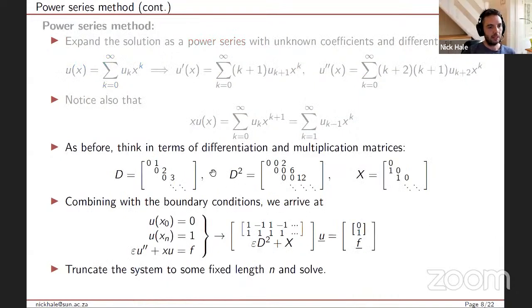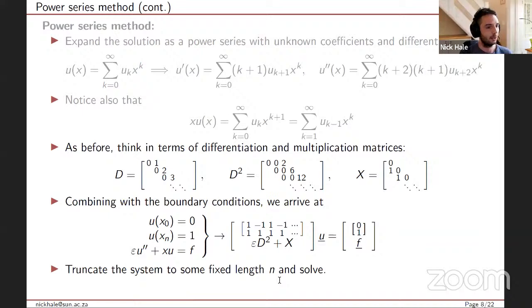Okay, so again, we could write that in terms of differentiation matrices. Hopefully that's fairly evident, right? So this we could write down in this form, the second derivative here and the multiplication matrix, and we end up with a linear system. Since we, in principle, had an infinite number of terms in our power series approximation to the solution, this would be an infinite by infinite matrix, but in practice we would just truncate that to some finite length n and solve it using standard methods.